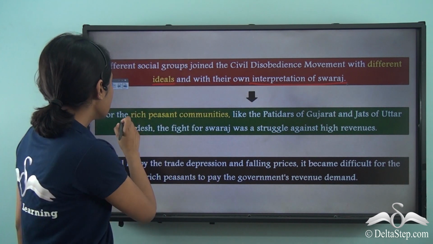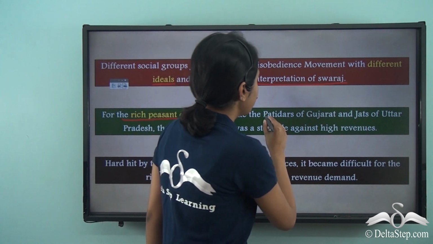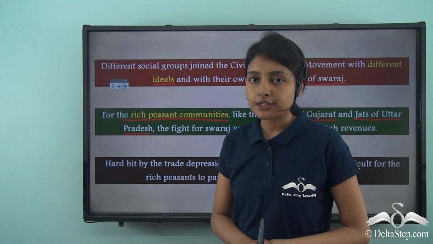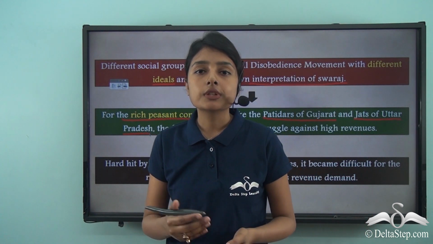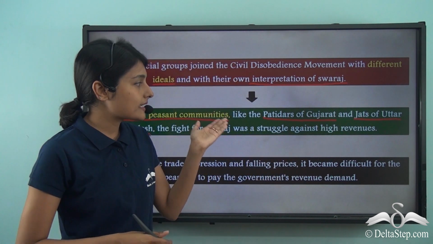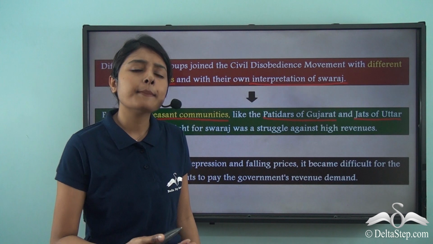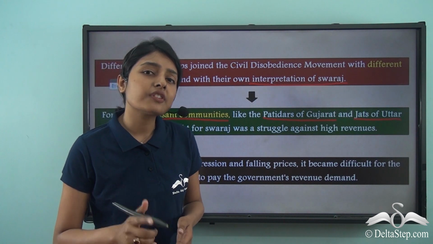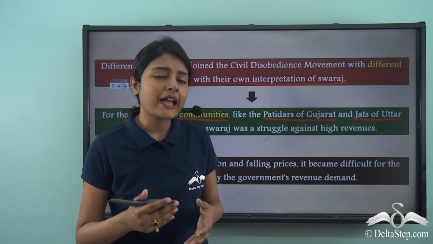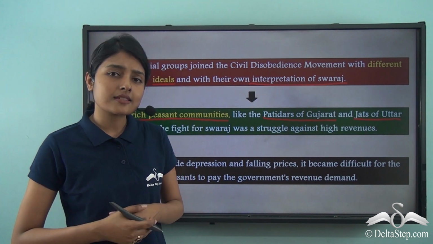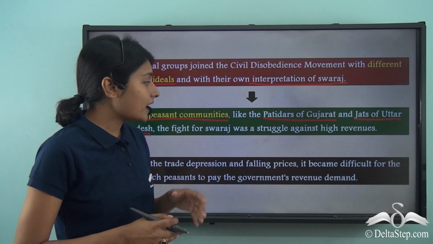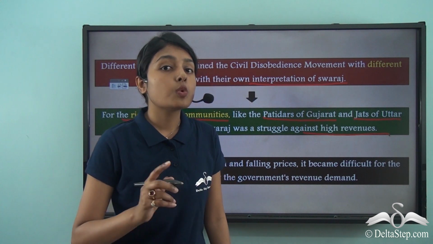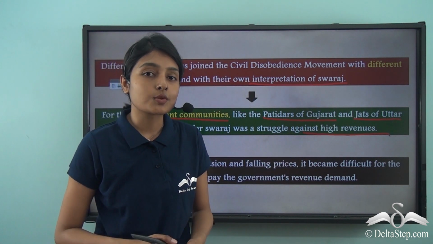Firstly, we begin with the rich peasant communities like the Patidars of Gujarat and the Jats of Uttar Pradesh. Now, these were rich peasant communities and they earned a lot during the colonial rule. And so, when these people were now having to pay more and more taxes and cesses to the government, they found it very difficult to do so. And they were also filled with anger, as in why would they pay increased taxes to the government? So, the fight for Swaraj in their case was a struggle against high revenues. They were reluctant to pay high revenues and taxes to the government.